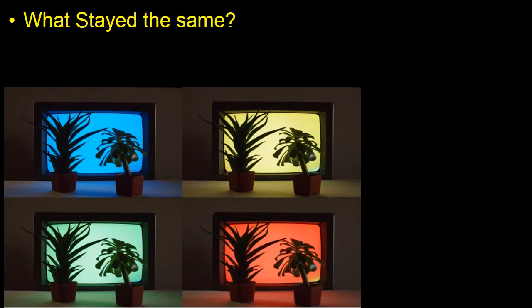Here's a question though. What did they keep the same in this experiment? Well, the types of plants were the same. Certainly wouldn't be fair in this experiment if they used a sunflower for one of the plants in front of one of the TVs and then used an oak tree for the plant in front of another TV. That wouldn't really make sense. The light source is the same. They're all TVs. They're different colors, but they're all the same light source.